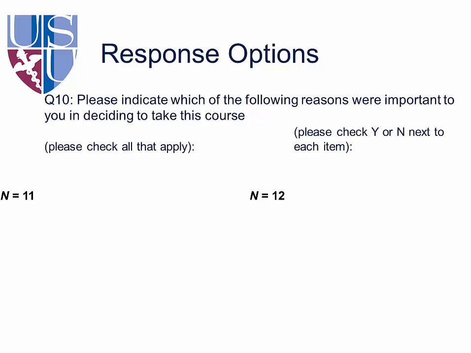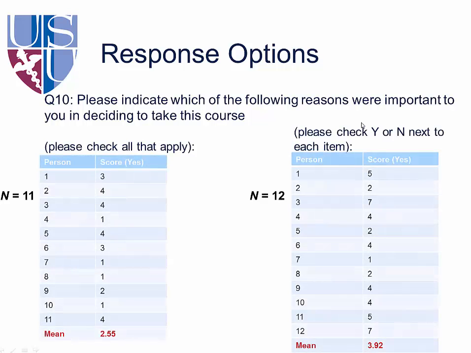A better option is to use the check yes or no over here on the right. And you can see the difference in doing that. You're likely to get many more yes checks when you use the version on the right than the version on the left. So you get much less satisficing with the yes or no. So that's actually the preferred method.